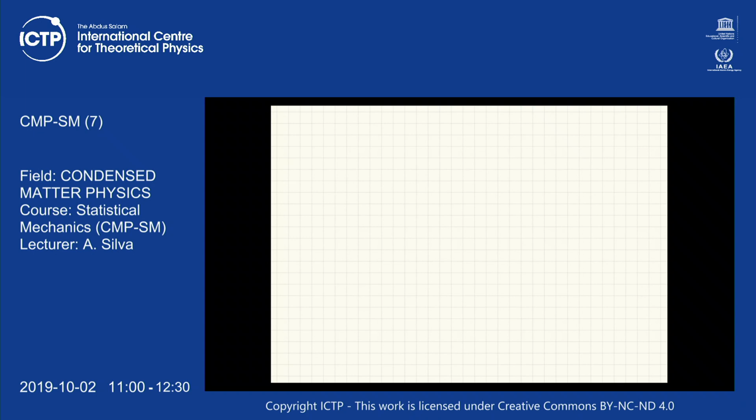6, 5, 4, 3, 2, 1. Yes, I did pause. No. How did you know? I saw it. Okay. So bad luck.